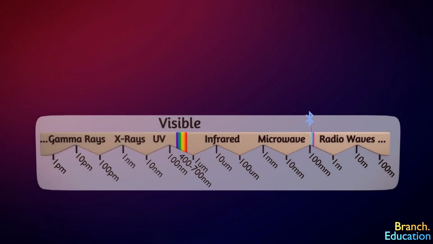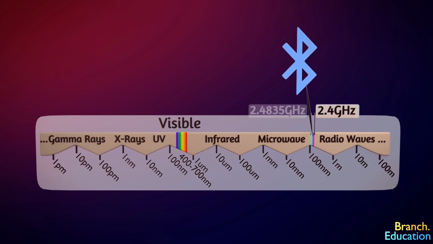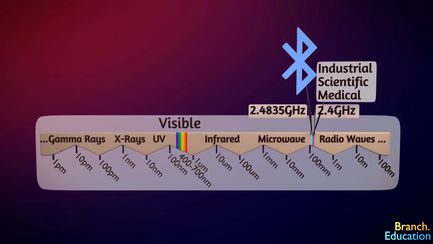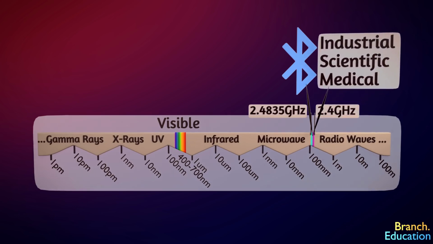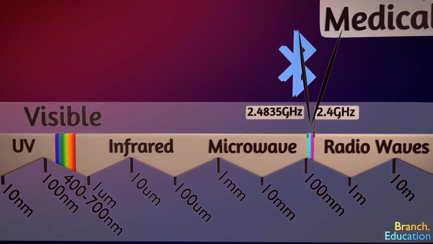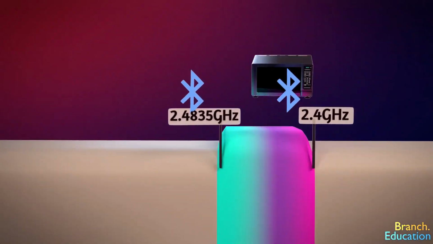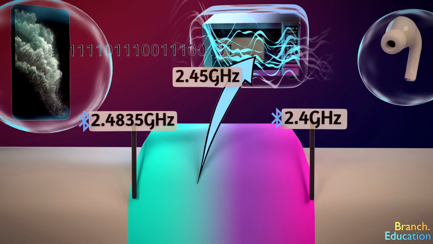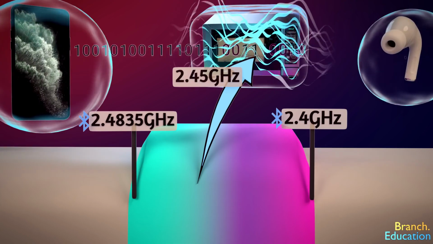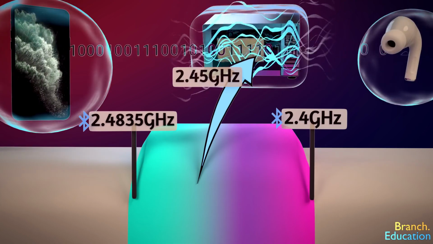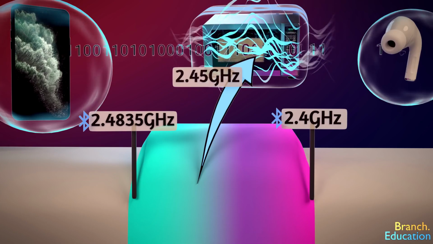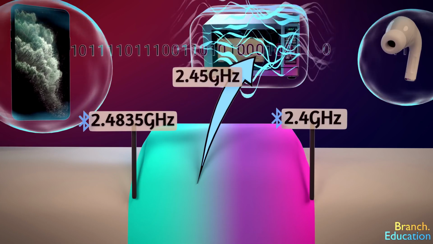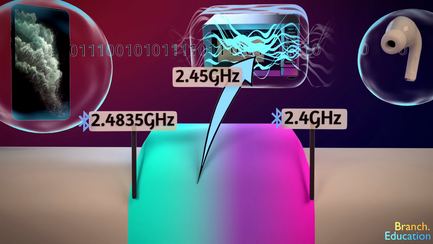One point of interest is that Bluetooth's frequency range of 2.4 GHz to 2.4835 GHz is shared by other industrial and medical devices. For example, your microwave is in this range and has a frequency of 2.45 GHz. In fact, when your microwave is on, it can cause your headphones to lose track of the ones and zeros being sent by your smartphone. Or, in other words, your headphones can lose signal.